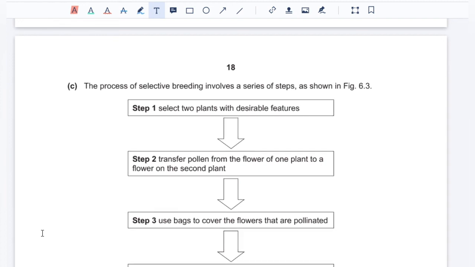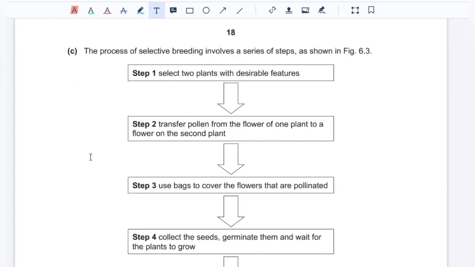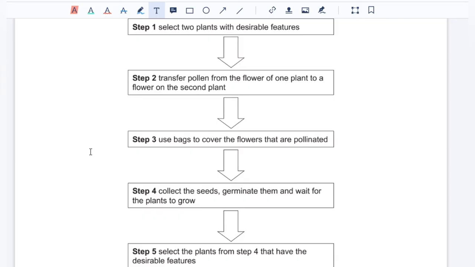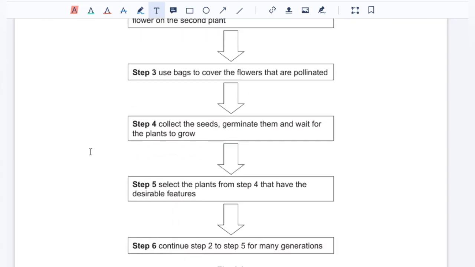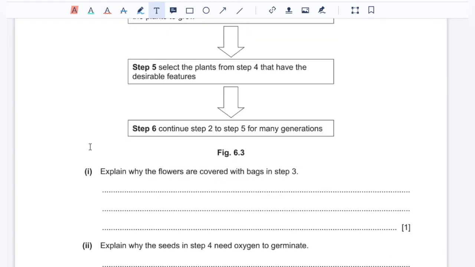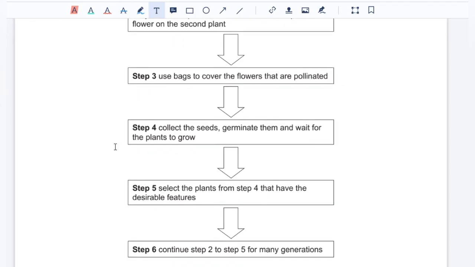C. The process of selective breeding involves a series of steps as shown in Figure 6.3. Select two plants with desirable features, transfer pollen from the flower of one plant to a flower on the second plant, use bags to cover the flowers that are pollinated, and then collect the seeds, germinate them, and wait for the plants to grow. Select the plants from step 4 that have the desirable features, and then continue steps 2 to 5 for many generations. 1. Explain why the flowers are covered with bags in step 3. This will prevent pollination of the plant that has already been pollinated, as it will prevent pollen of a plant with undesirable features from landing on the plant.